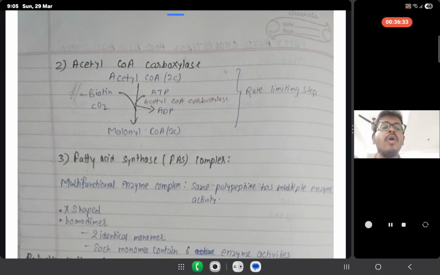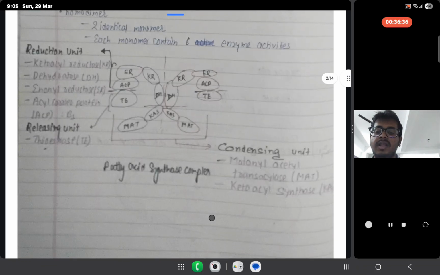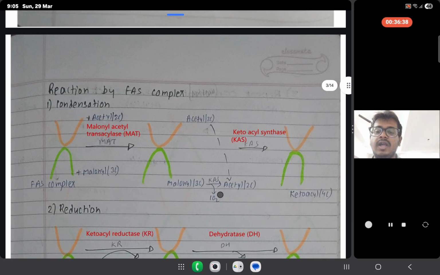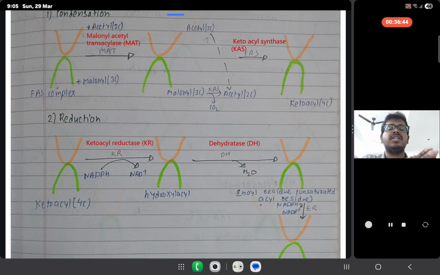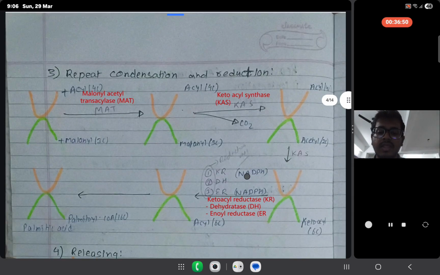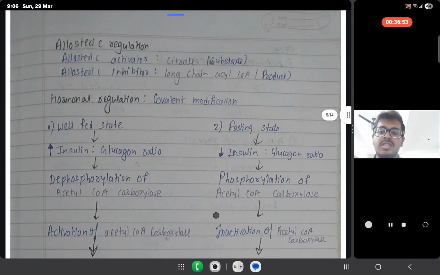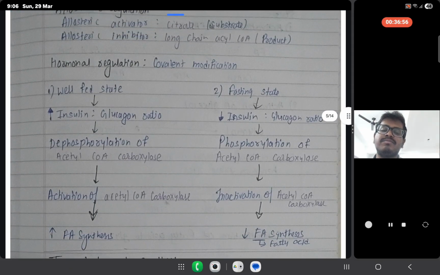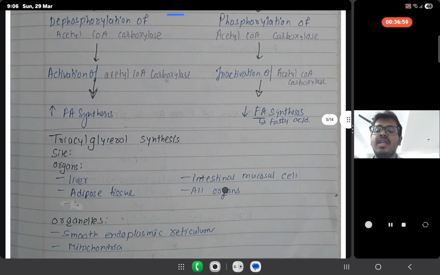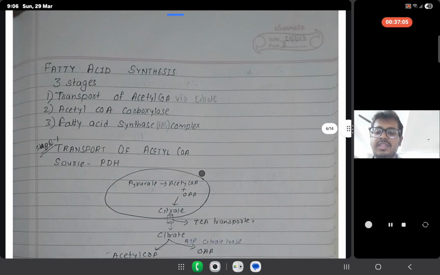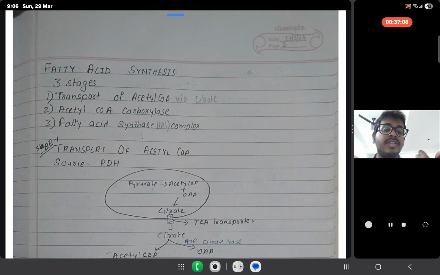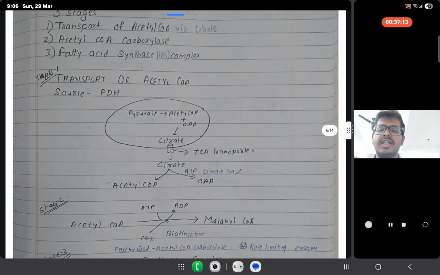Third step, all of us know, is the fatty acid synthase complex, which is an acyl carrier like structure. The reactions are condensation, reduction, and repetition, then there is formation of palmitic acid, a 16 carbon compound, which is detached from the fatty acid synthase complex. I am telling this fast, please cope up with this. So the three stages of fatty acid synthesis are transport of acetyl coenzyme A, acetyl CoA carboxylase, and fatty acid synthase. This way it is better if you write the enzyme.